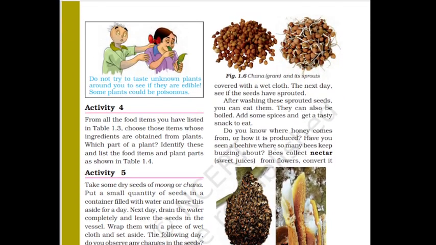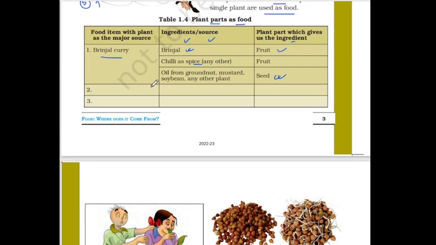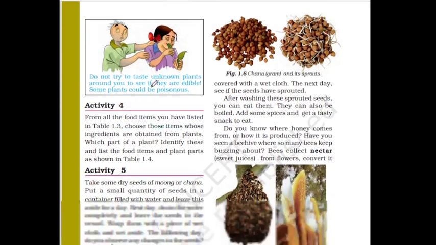Next very important question, activity 4. From all the food items you have listed in the table, choose those items whose ingredients are obtained from plants, which part of the plant, and identify these and list the food item and parts of the plant which are shown in 1.4. So students, we have already done it.